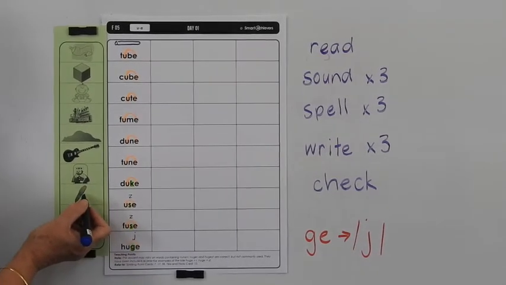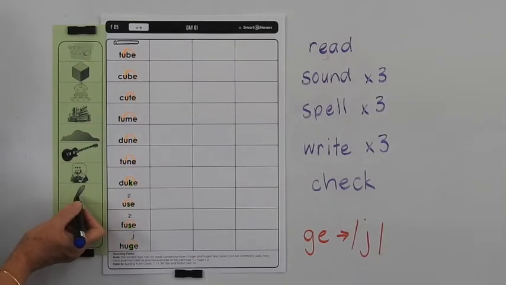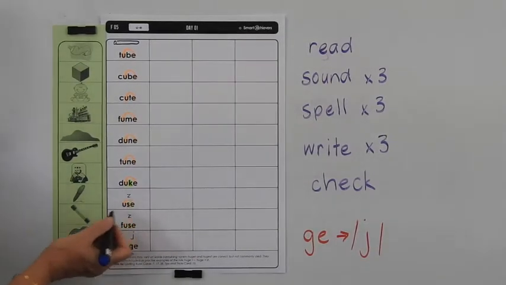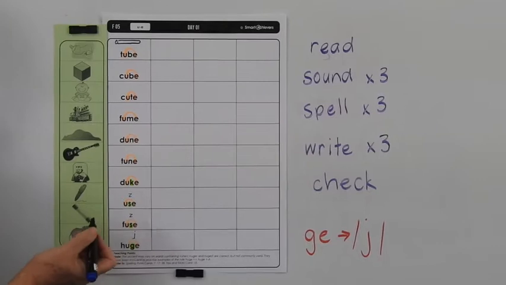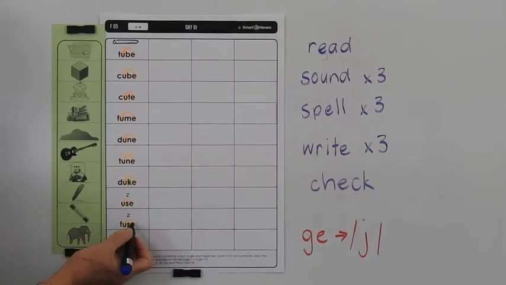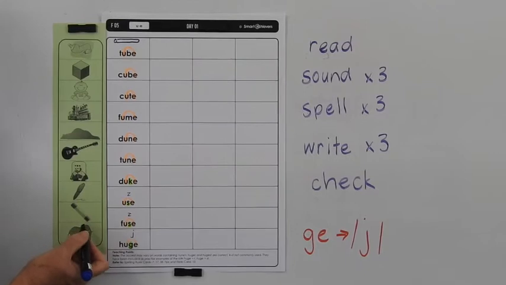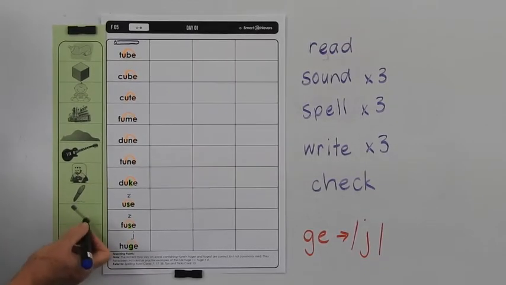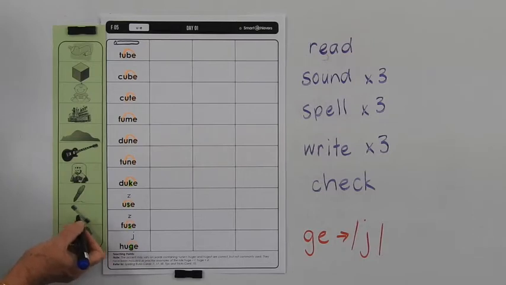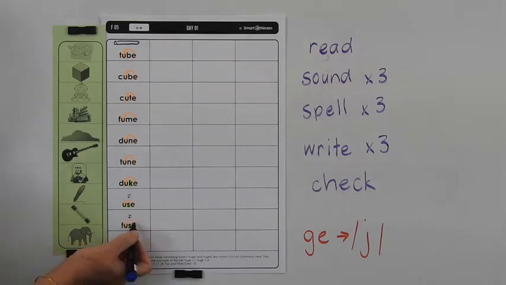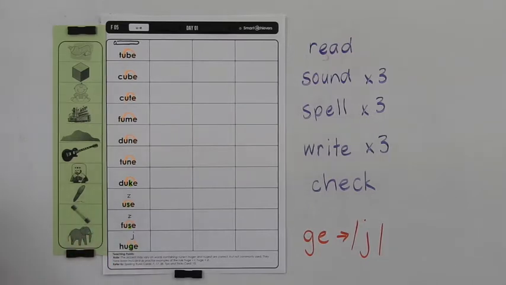Use is something that you may use all the time. It could be a pen or a pencil. We also have things that we do that we should use, our manners, for instance. Fuse is like a little piece of wiring that when it breaks, it stops the electrical current going through so we don't get hurt. So if there was a problem with the electricity, this little fuse would heat up and break so that you wouldn't get hurt from the electricity. It can also mean to join things together. Huge is something big, like an elephant.